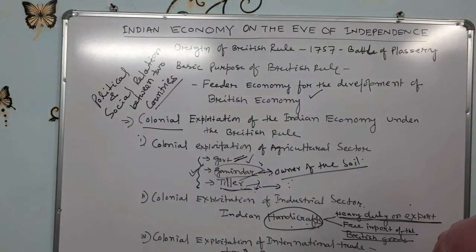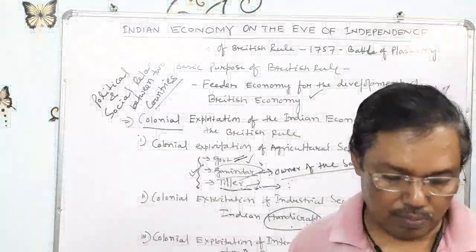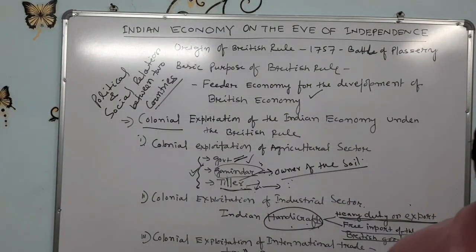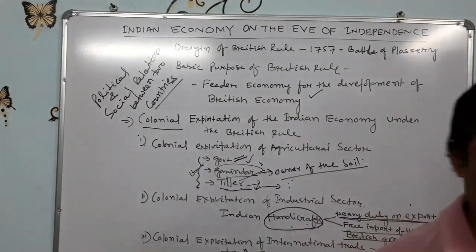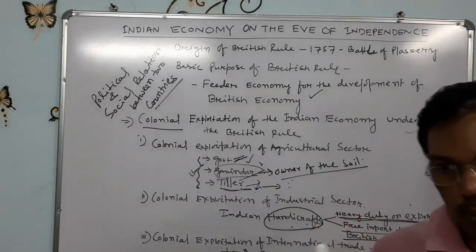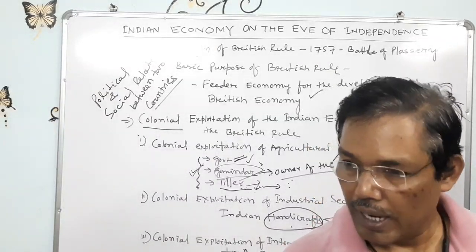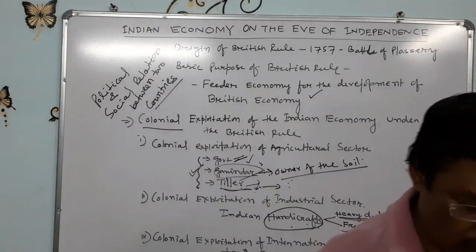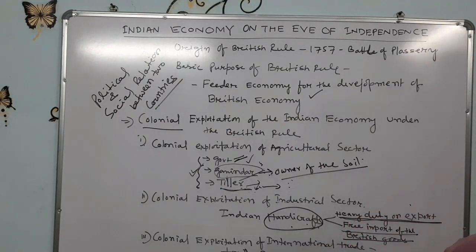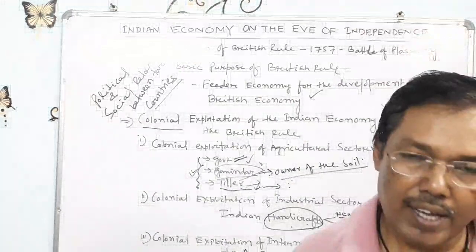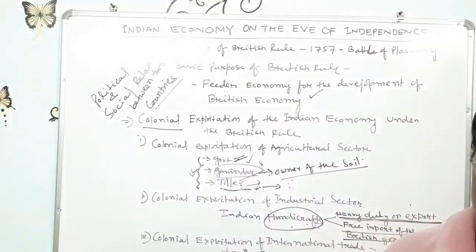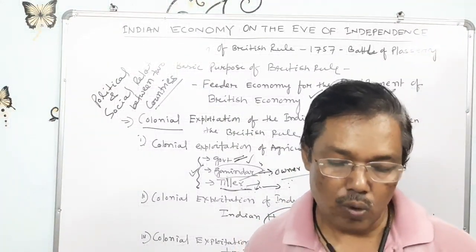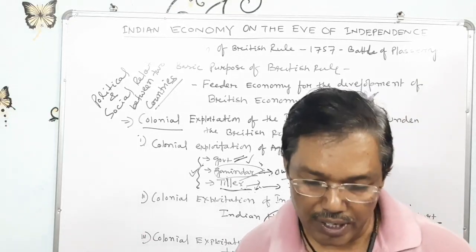So it was owing to discriminatory tariff policy that India became an importer of finished goods from Britain and an exporter of raw materials to Britain. We were exporters with free tariffs and importers with discriminatory tariffs. Briefly, under its colonial exploitation, the Indian economy became both stagnant as well as backward. Next we'll start with the features of the Indian economy on the eve of independence.